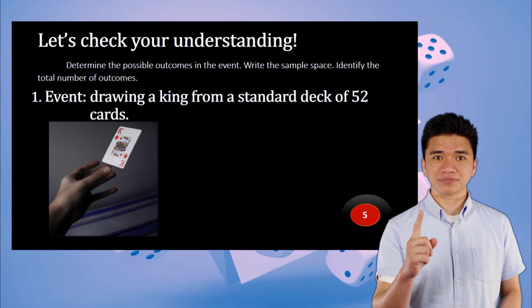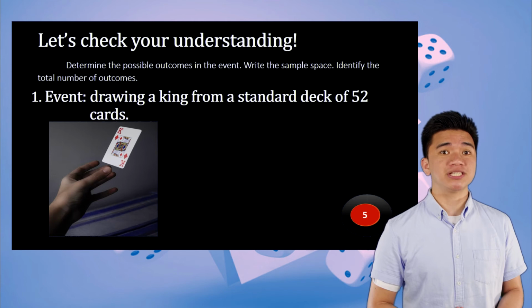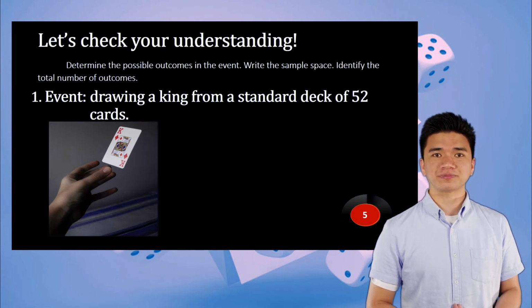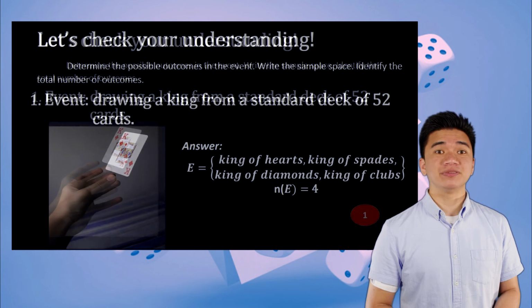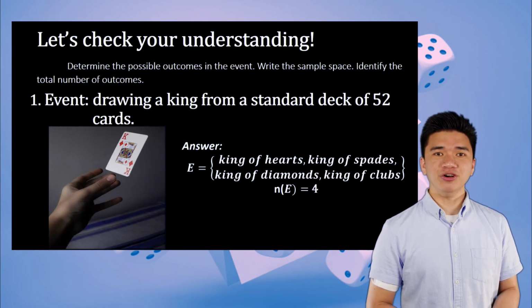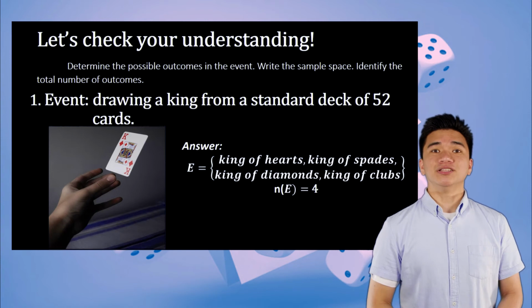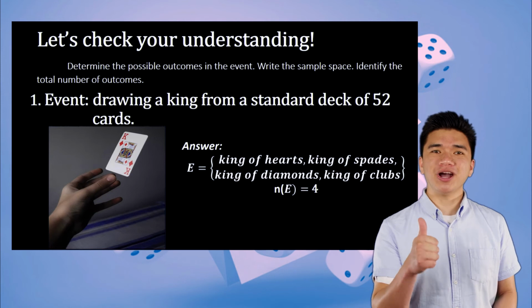Number 1. Determine the possible outcomes in the event of drawing a king from a standard deck of 52 cards, and then write the sample space and the total number of outcomes. The sample space is E = {King of Hearts, King of Spades, King of Diamonds, King of Clubs}. The total number of outcomes is n(E) = 4. Very good if you got both answers.